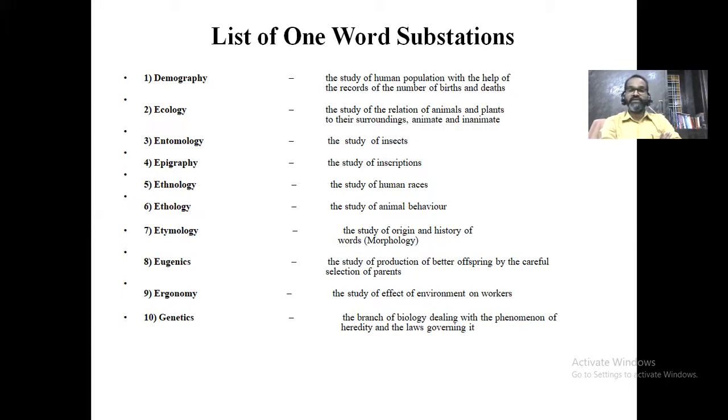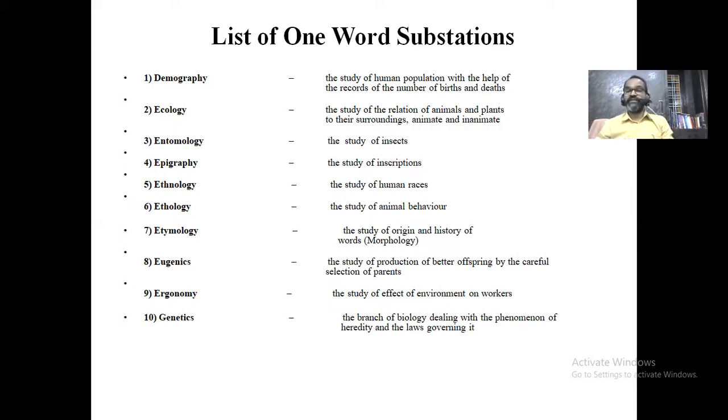Ergonomics is the study of the effect of environment on workers. Instead of writing the whole phrase, the study of the effect of environment on workers, when you are writing an article about workers and environment, you can just use one word. That phrase has nine words, and instead of using nine words you just use ergonomics. That's it.